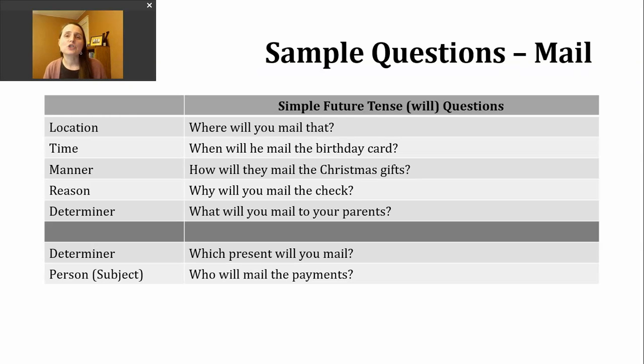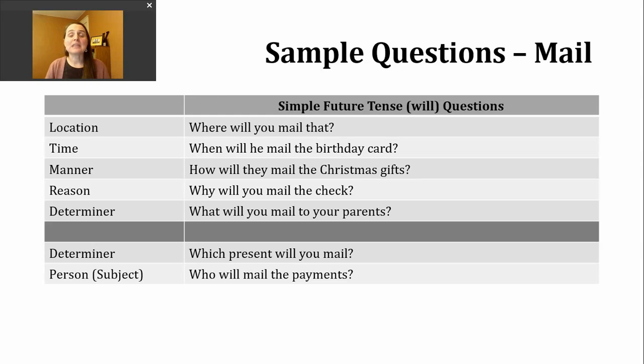The last two example questions break our normal pattern. The question word which is also a determiner. It's usually asking us to select among two or more things. So you're generally going to see some other descriptive noun right after which. So which present, and now we'll follow the same pattern. Will you mail? So will, subject, base verb.